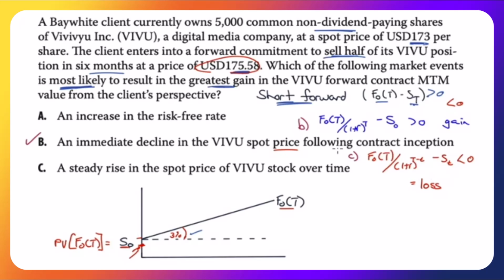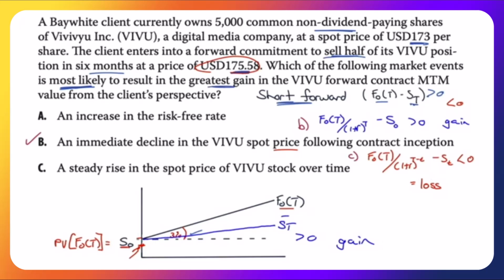C, a steady rise in the spot price of VIVU stock over time. Well, here again, I have to make some assumptions. What if the stock price rises, instead of by 3%, what if the stock price rises only by 1.5%? And there is ST. Well, F0 minus ST is going to be greater than 0. That's a gain. So I could make the case that it could lead to a gain.